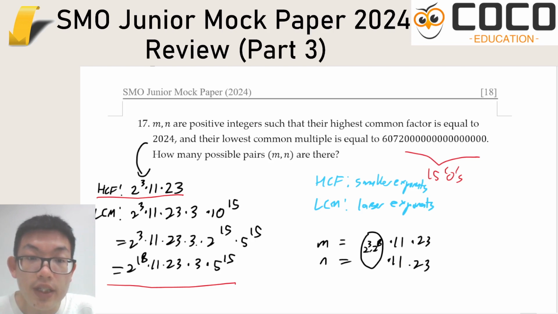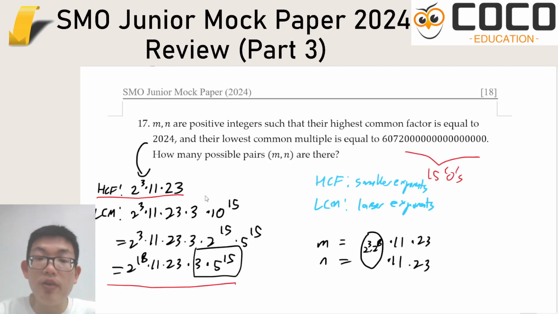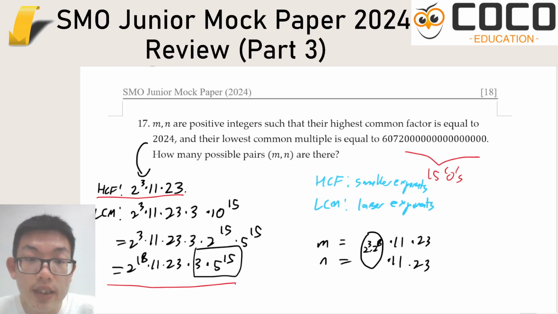Then you have got the stuff that is only in the LCM but not in the HCF. These ones also are either in m or n, so you can treat it as if it was 3 to the 0 and 5 to the 0.